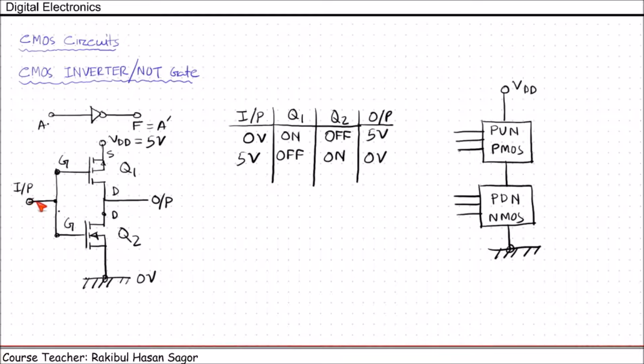We have only one input for this particular case, and the output is taken from here. So for this case, the output will be taken from this terminal. This is the output. So these are inputs, and this is the output. Now let us design a NAND gate using CMOS circuits.